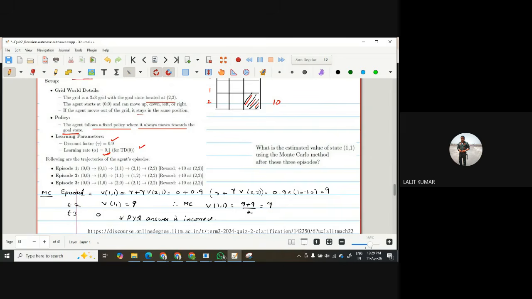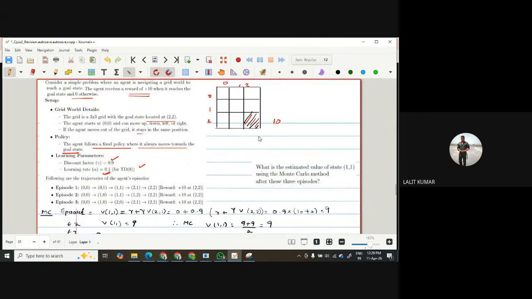Following are the trajectories. It goes from 0,0 to 0,1. Then it goes to 1,1. Then it goes to 2,1. And then it goes to 2,2. And they have given reward +10 at 2,2. So this is the first trajectory.